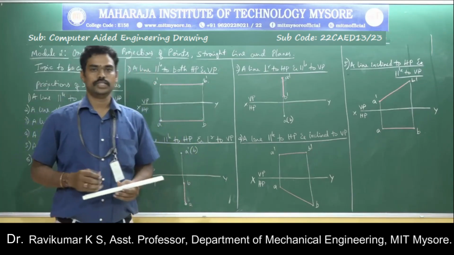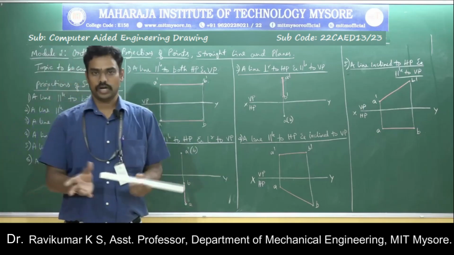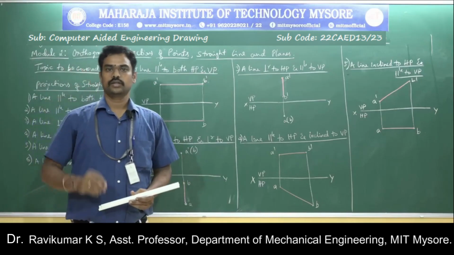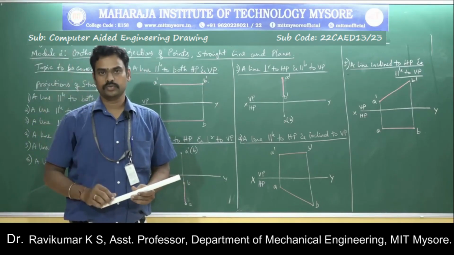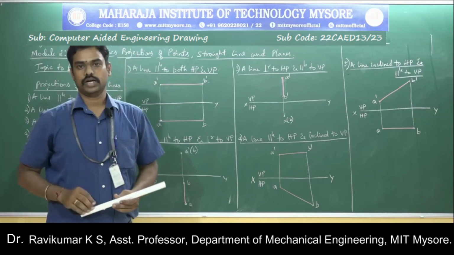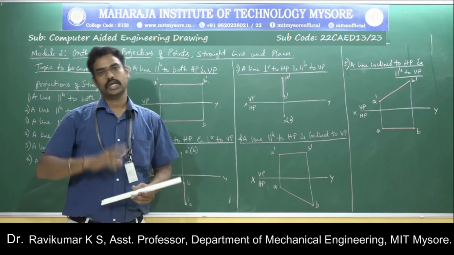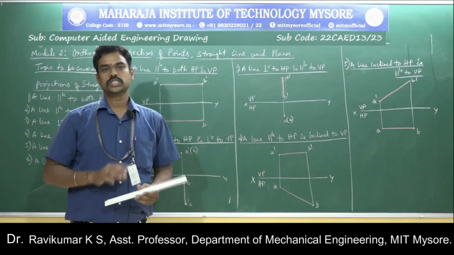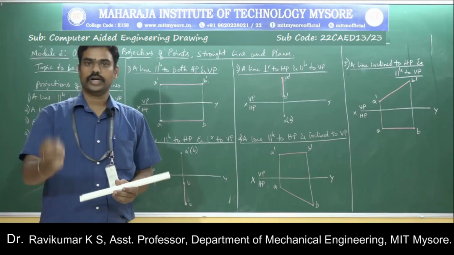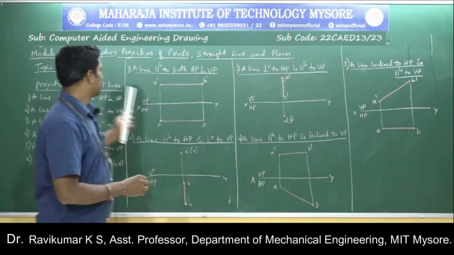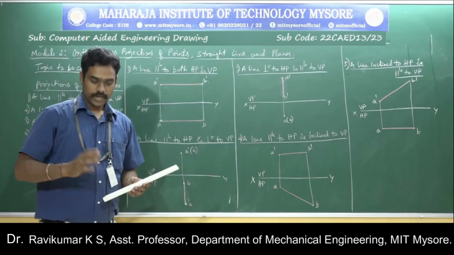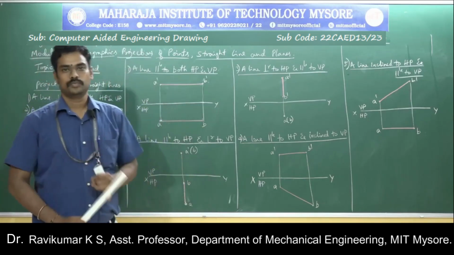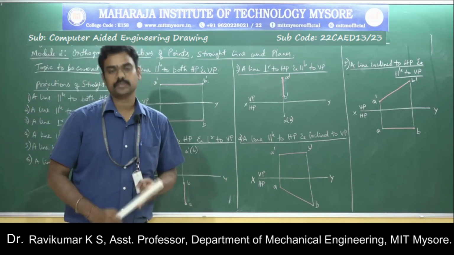In the case of points, you will be dealing with all the four quadrants. That means a point A located in the first quadrant, you need to write the top view and the front view. And a point B located in the second quadrant, you need to write the top view and the front view. Then a point located in the third quadrant, then in the fourth quadrant. So you will be dealing with points located in all the four quadrants in the case of projections of points.